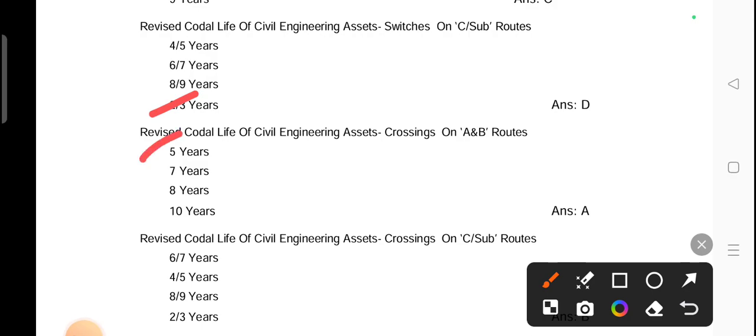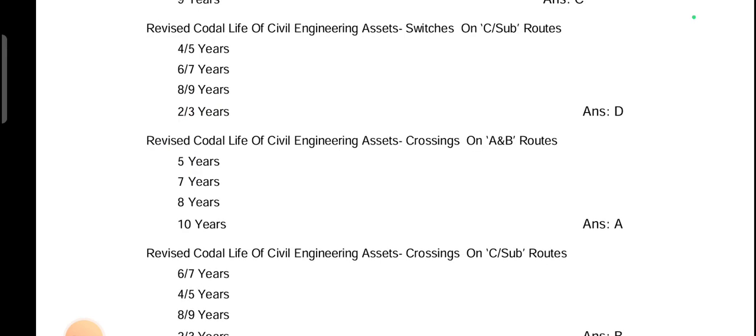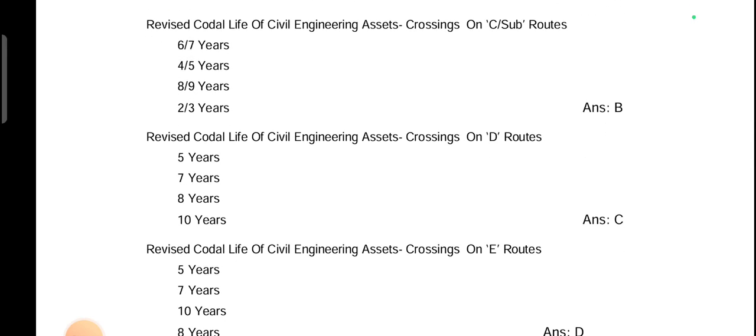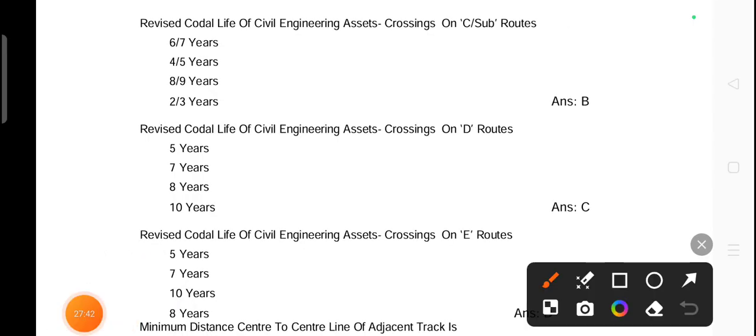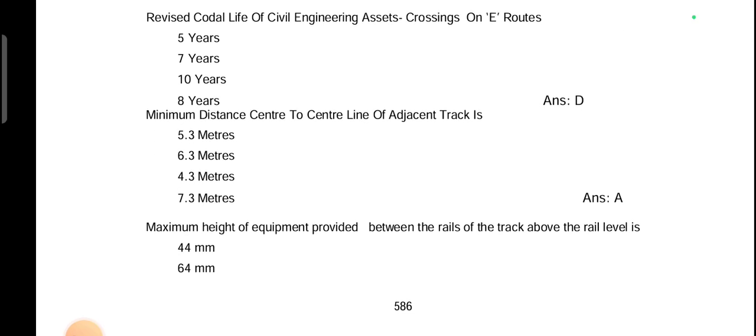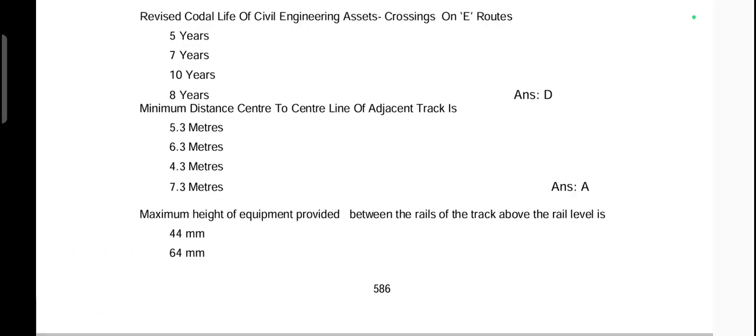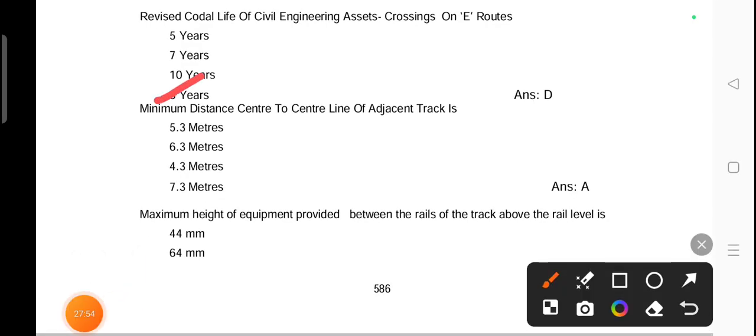Revised total life of civil engineering asset crossing on C sub routes, 4 to 5 years. Revised total life of civil engineering assets crossing on D routes, 8 years. Revised total life of civil engineering assets crossing on E routes, 8 years. Minimum distance center to center line of adjacent track is 5.3 meters.